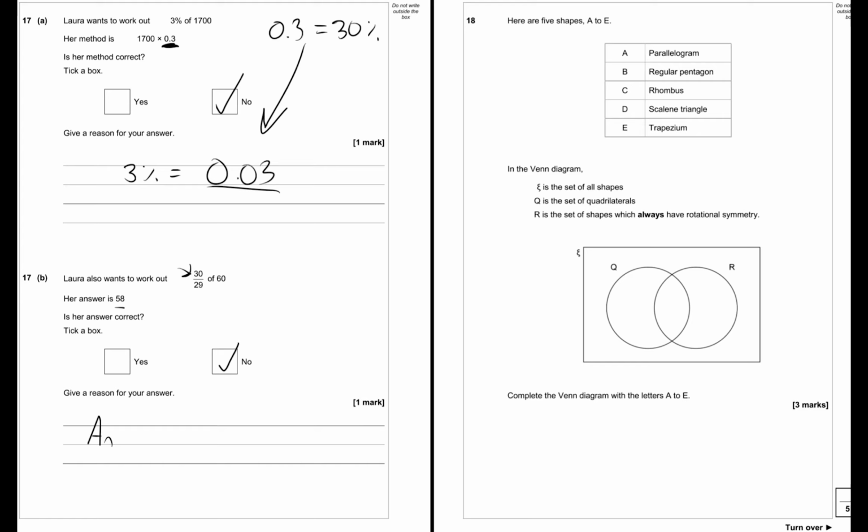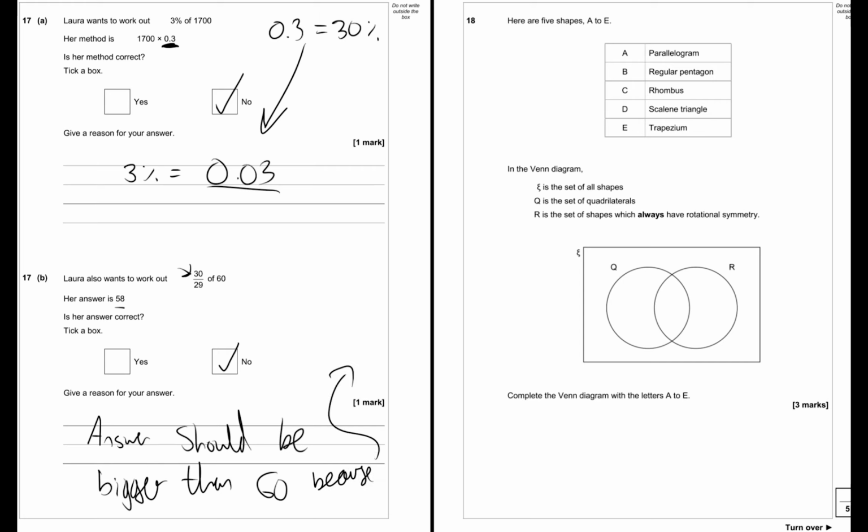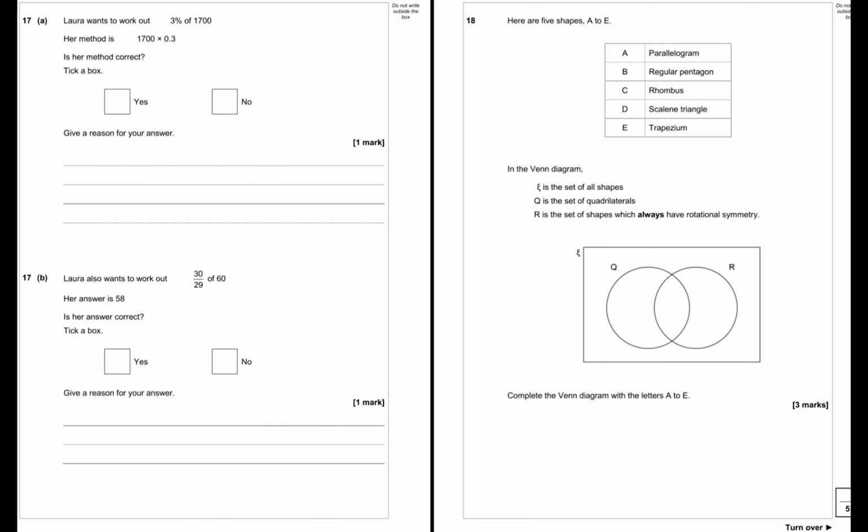So we can write, answer should be bigger than 60 because 30 is bigger than 29. Okay, done.